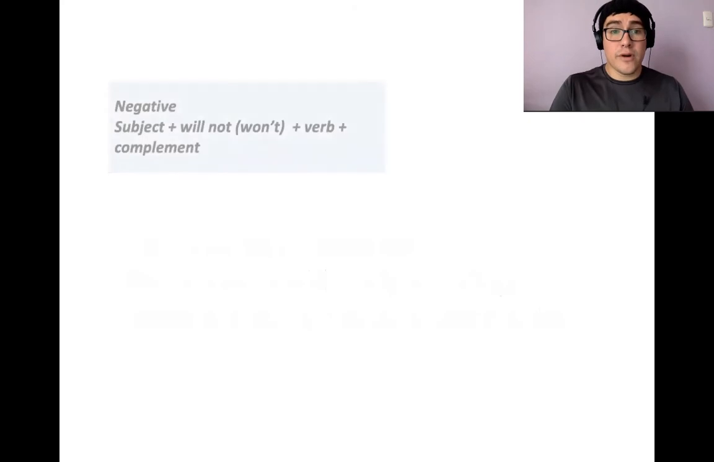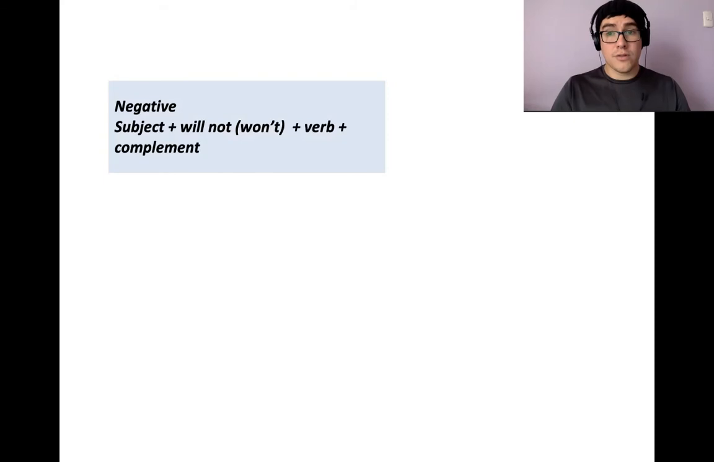The negative form contains a subject, will not, or the other form, the contracted form, won't, the verb, and then the complement. If we want to be a little bit more formal, it is best to use will not, but if we are among friends or in a more casual context, we can use won't.